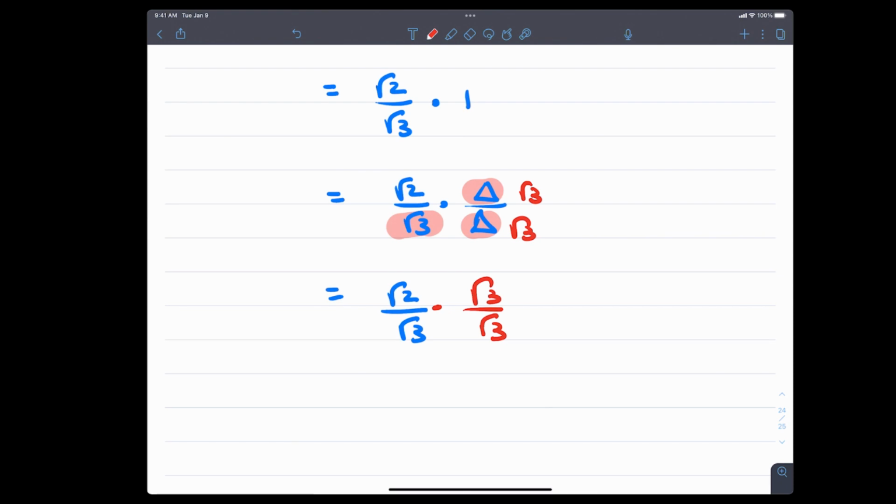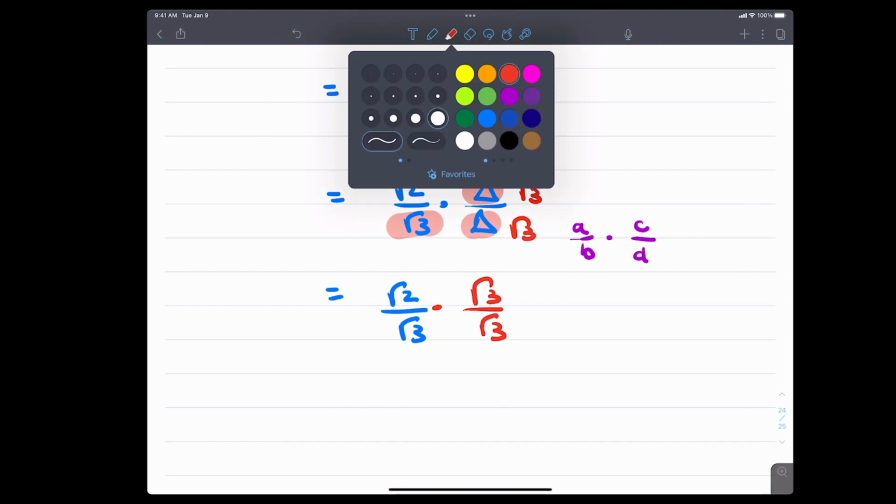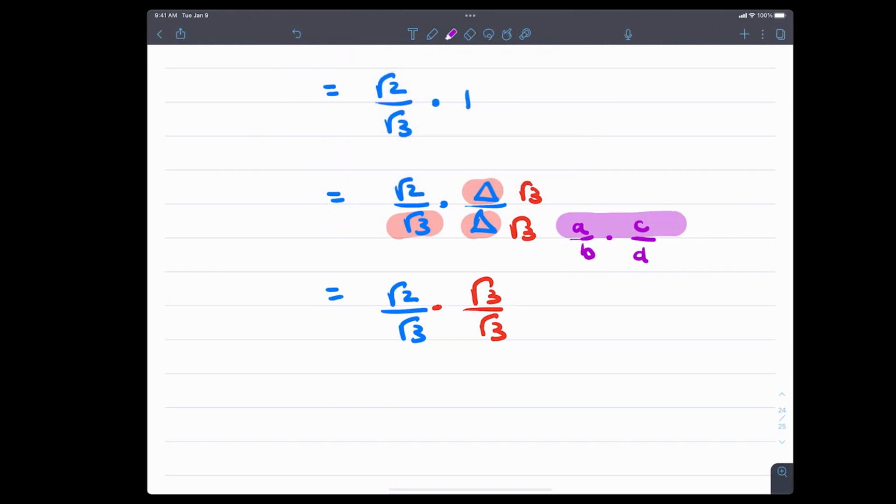Now, do you remember how you multiply fractions? If I said you've got A over B times C over D, do you remember how to multiply two fractions? Yes, but we have to be careful here. Horizontal across, meaning A times C over B times D. So this is the square root of 2 times the square root of 3, over the square root of 3 times the square root of 3.